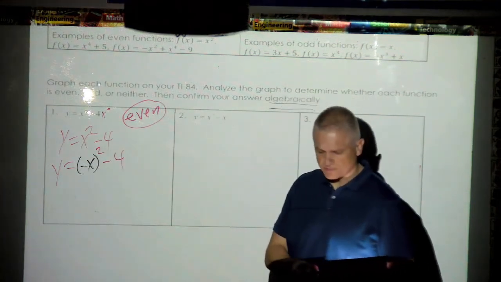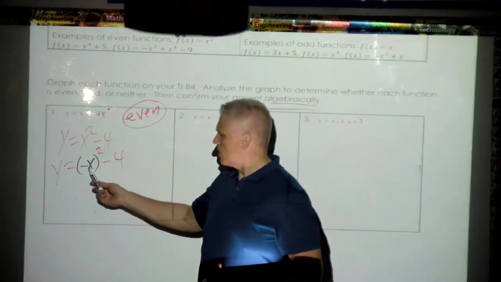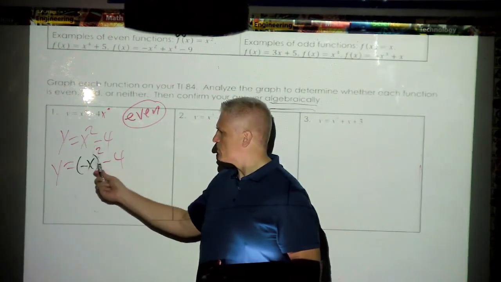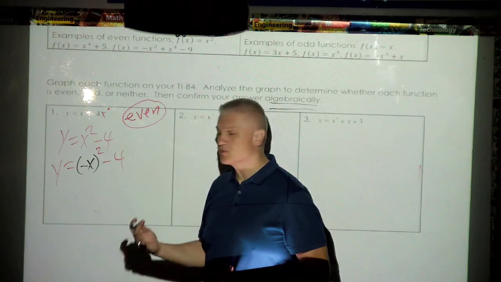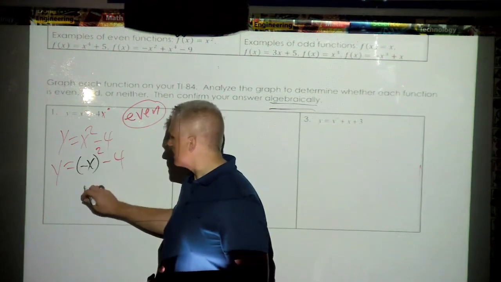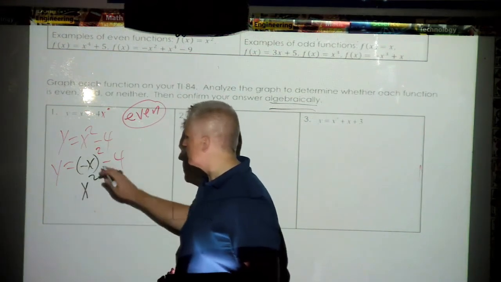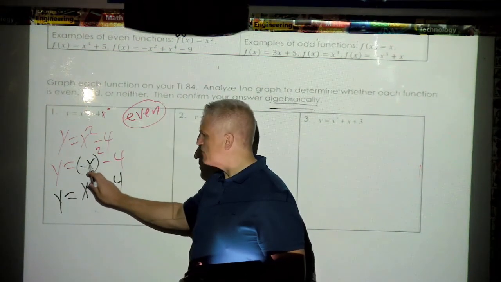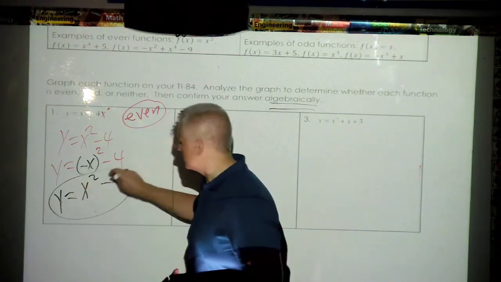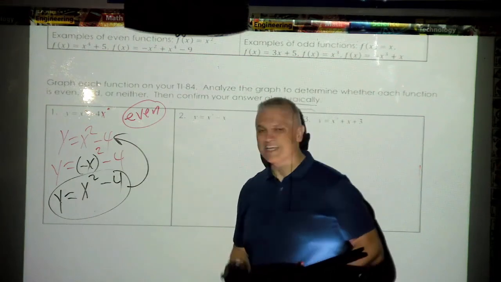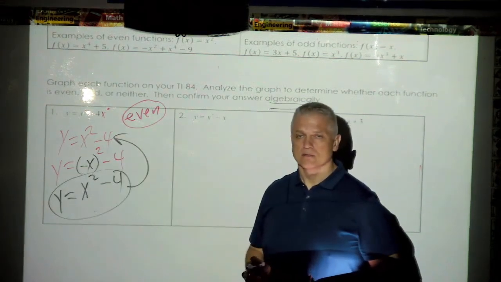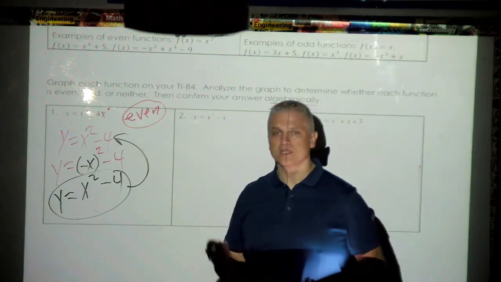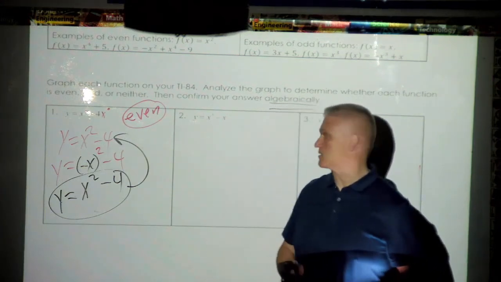Let's simplify it. Negative x all squared. PEMDAS. Negative x is going to be multiplied by itself. Negative times negative is positive. So negative x times negative x is positive x squared. Bring down your minus 4. I changed the sign of x, I simplified it, and it's the same y. So you change the sign of x, you get the same y. That proves that it's an even function that's symmetric to the y-axis.